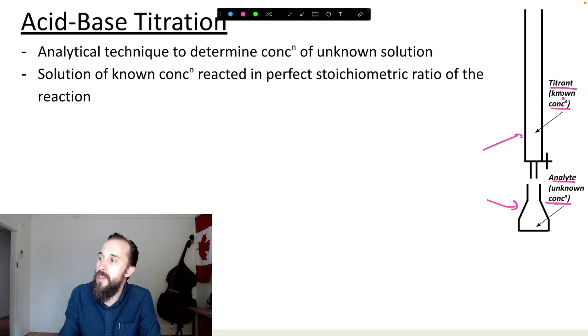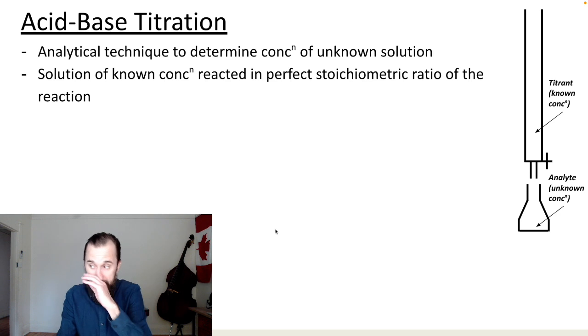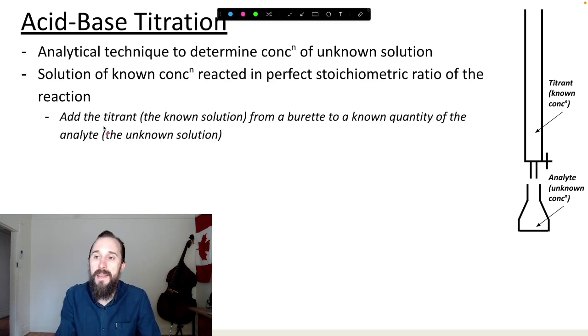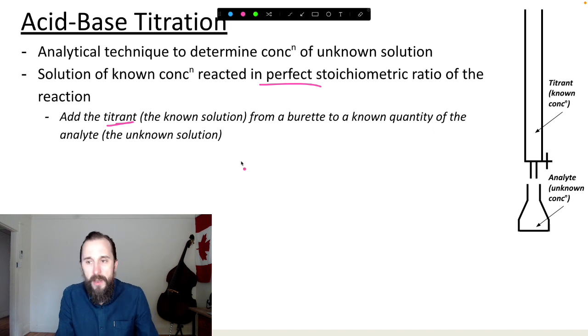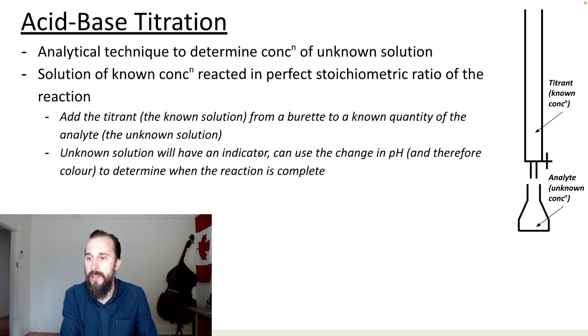So the titrant in the burette, that's the species that you have the known concentration. The analyte in the conical, that's the unknown concentration species. So yeah, the titrant, the known solution, is added from a burette. You add it small amounts at a time. So theoretically, like I said just before, you can react it in that perfect stoichiometric ratio to a known quantity of the analyte, which is the unknown solution.